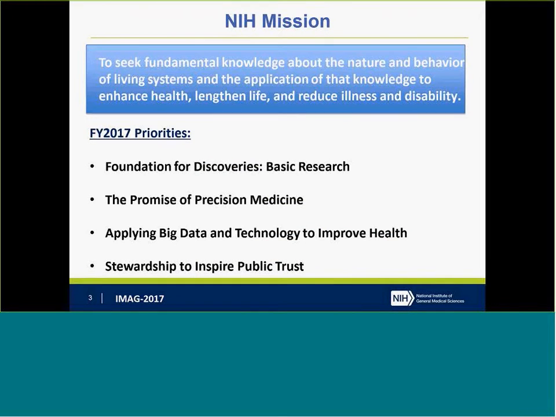So as laid out by Dr. Francis Collins in our FY 2017 priorities to Congress, our mission, of course, remains to extract fundamental knowledge about the nature and behavior of living systems and to apply that knowledge to enhance our health, lengthen our life, and reduce illness and disability. Our priorities for FY17 include enhancing our foundation for basic biomedical research, to deliver on the promise of precision medicine in all of us, as you'll hear tomorrow, to apply big data and technologies to improve human health, and to inspire public trust.